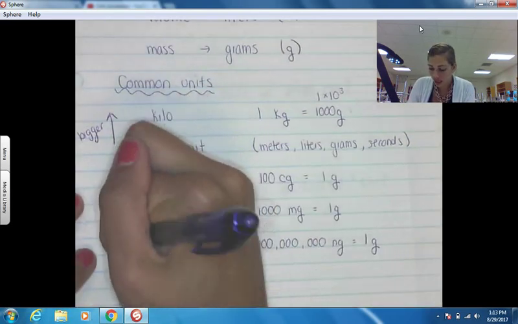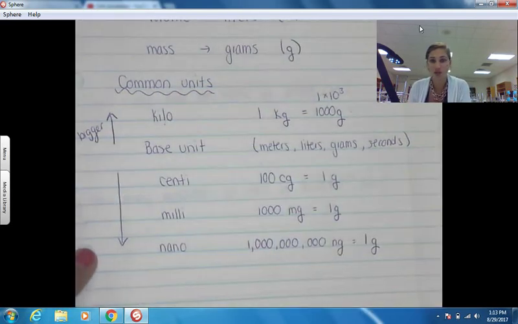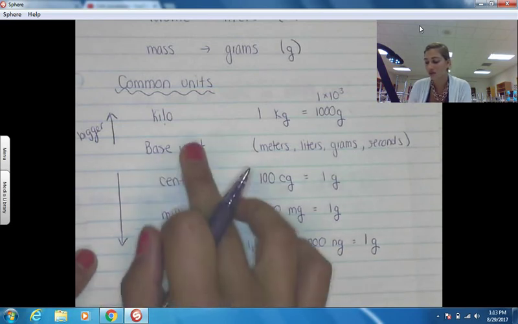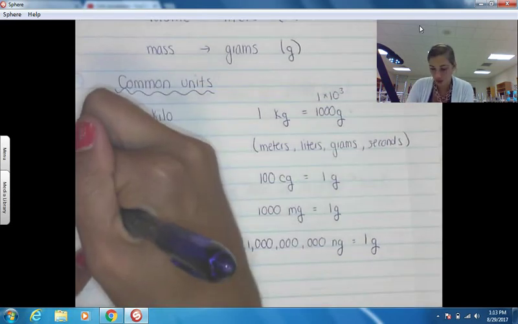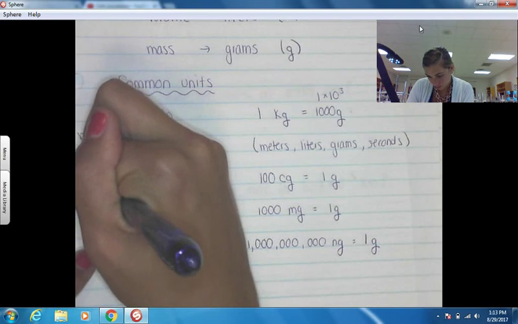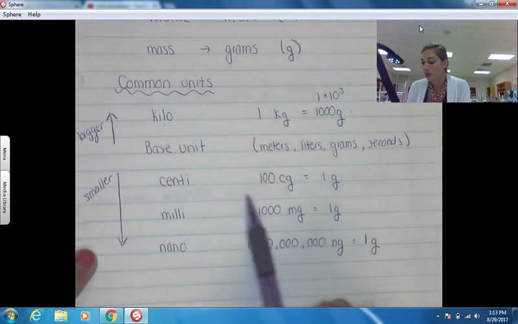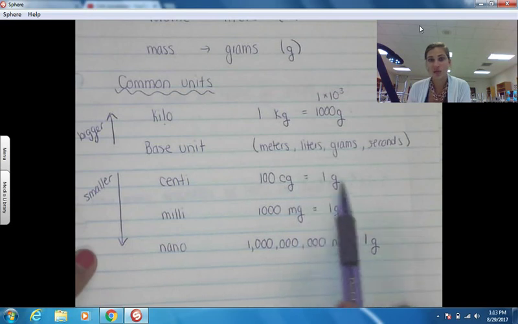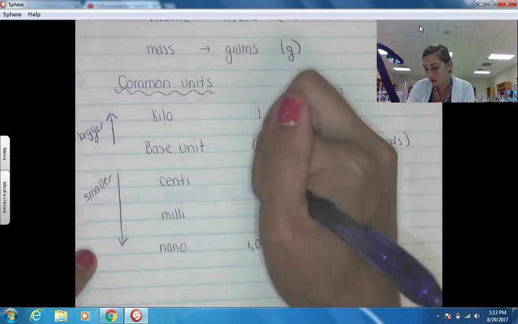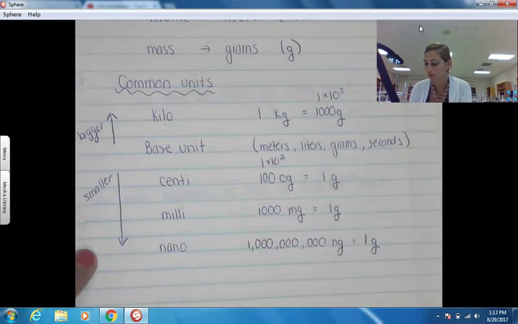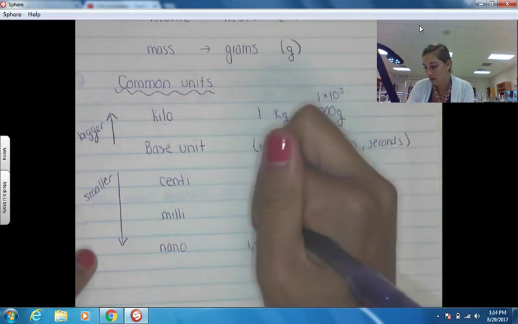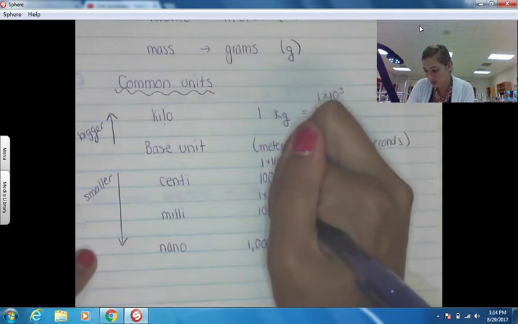Centi, milli, and nano are all smaller than the base unit, meaning that more of these fit into a base unit, which is why our conversions look a little bit different. So these are smaller. Here we can see that 100 centigrams is equal to 1 gram. This could also be rewritten as 1 times 10 to the second. Milli is even smaller than that, and it says that 1,000 milligrams fit into 1 gram. Again, we can rewrite this as 1 times 10 to the third.